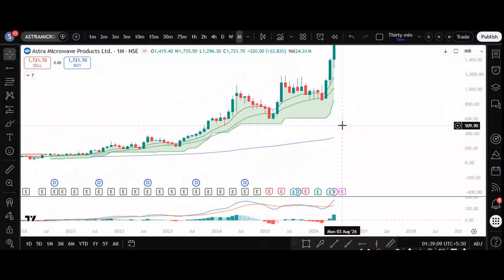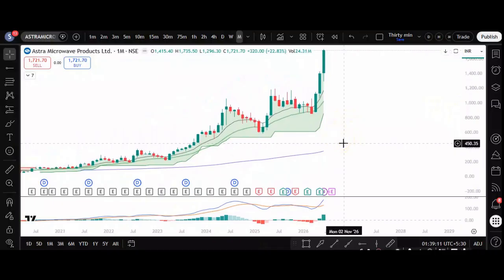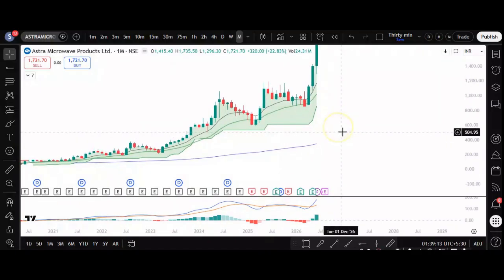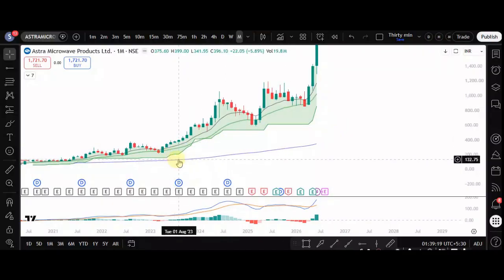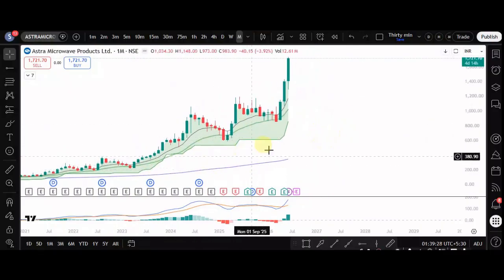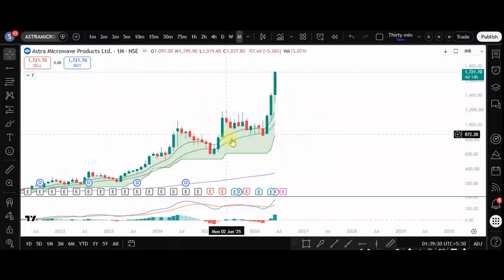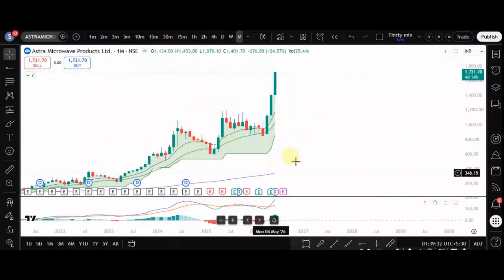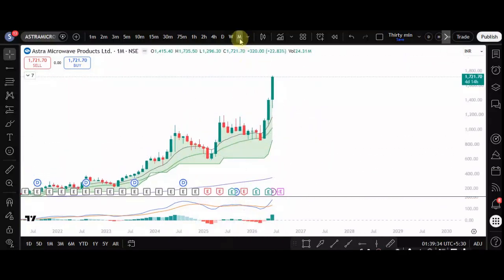So for us to consider this strategy, first we need to make sure that the stock is in an uptrend above the 200 EMA. So usually if the price is trading above the 200 EMA, it is in an uptrend. Okay, so the price is in an uptrend. So we have plotted Supertrend, EMAs, and MACD already, and I'm in the monthly time frame.